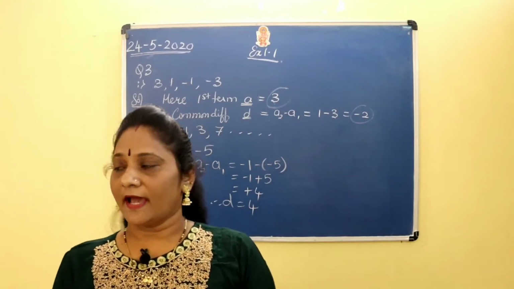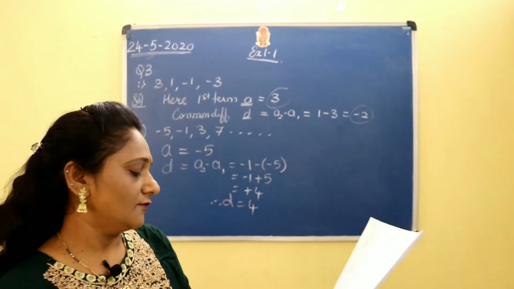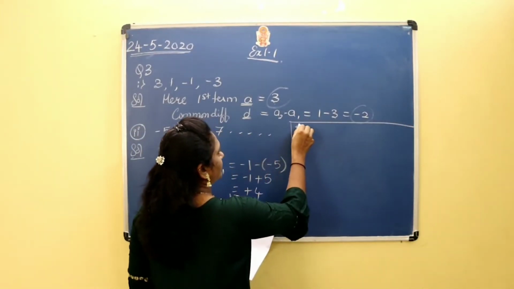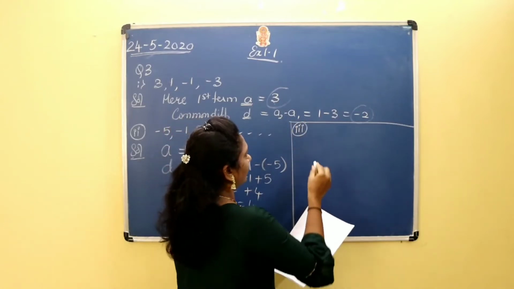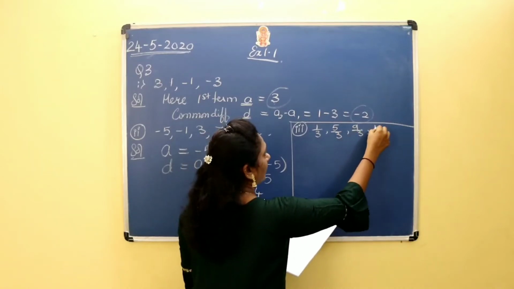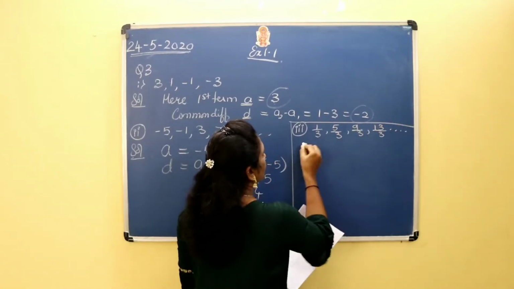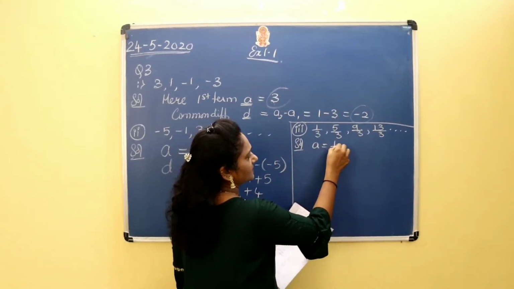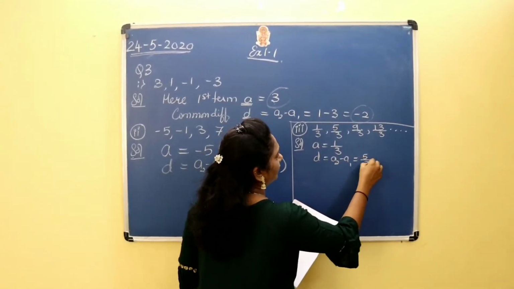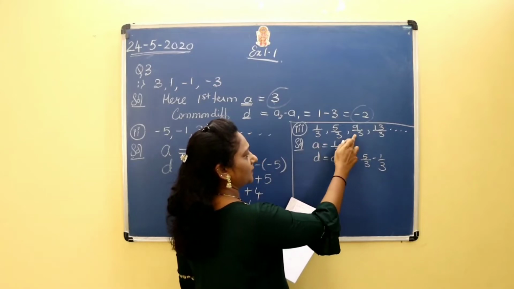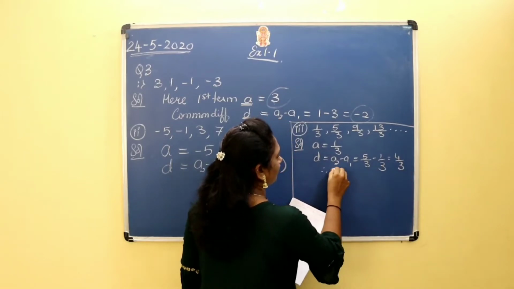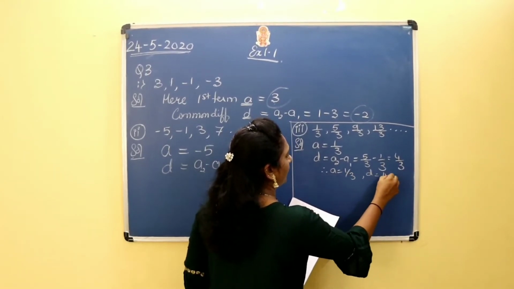In the same way you have question 3 and question 4. Question 3 is 1 by 3, 5 by 3, 9 by 3 and 13 by 3. So here your a is the first term 1 by 3, d is a2 minus a1, 5 by 3 minus 1 by 3. This is your a1, a2, a3, a4. So a2 minus a1, you will have 4 by 3. Therefore a is equal to 1 by 3, d is equal to 4 by 3.